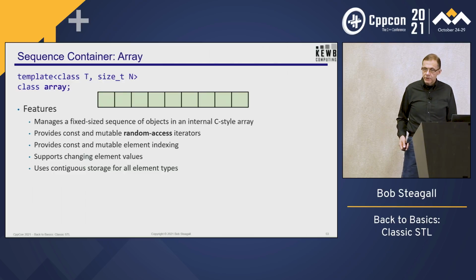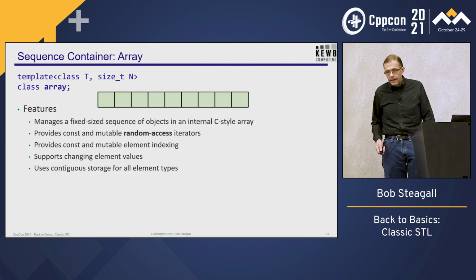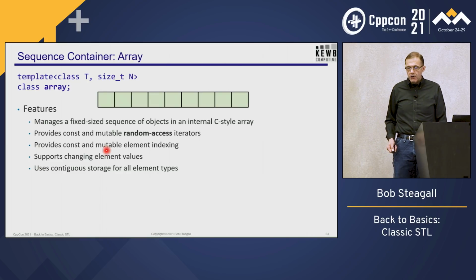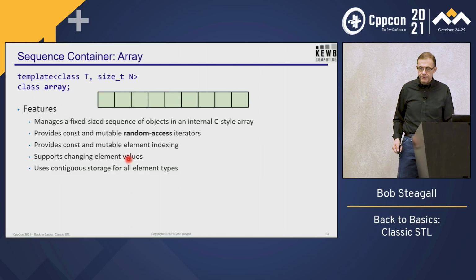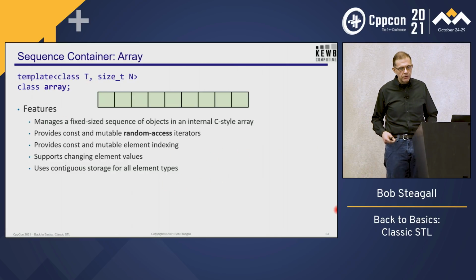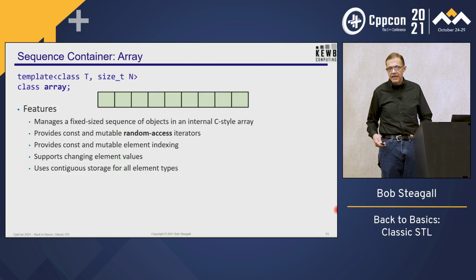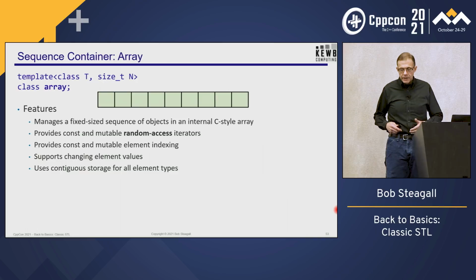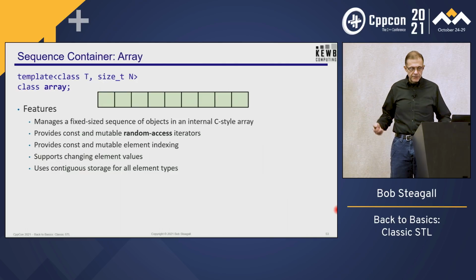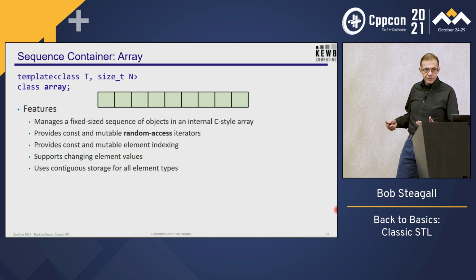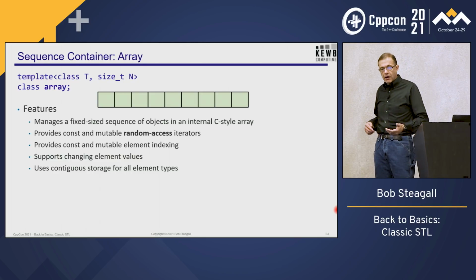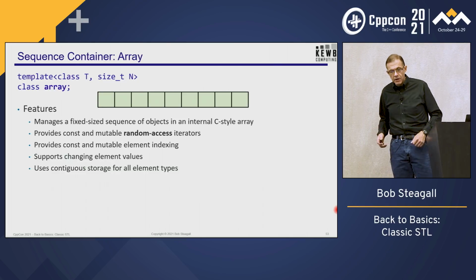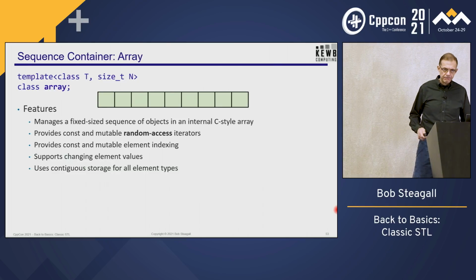You have arrays, which were added in C++11, and you'll notice that they are not parameterized in terms of an allocator because they are fixed size structures. And they represent a fixed size sequence of elements that is stored internally, effectively, in a C-style array. It constructs all of its elements when it's instantiated, just like a C-style array. It provides const and mutable random access iterators, but you can't change its size. The size is fixed.